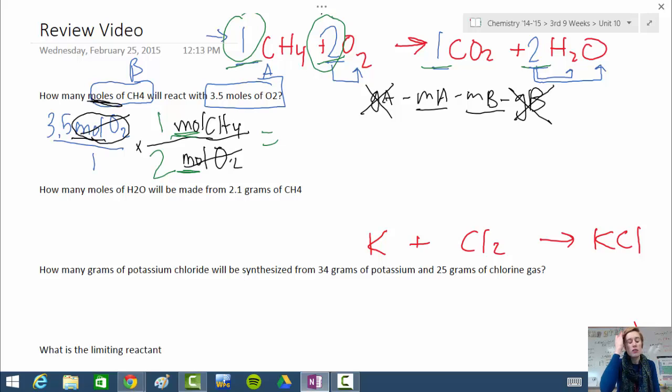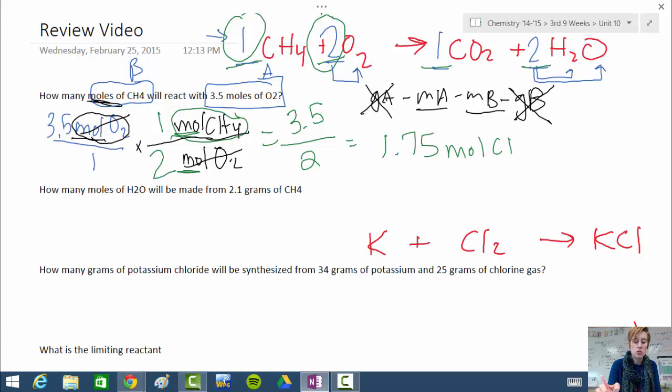So now I'm going to solve. I'll do 3.5 times 1, which is 3.5. Shouldn't be a surprise. 1 times 2 is 2. When I divide them, 3.5 divided by 2, which I probably should have done in my head, but don't judge me, is 1.75. And then what's my unit? My unit's always the last unit on the top because I've canceled out everything else. So moles of CH4 is my answer.